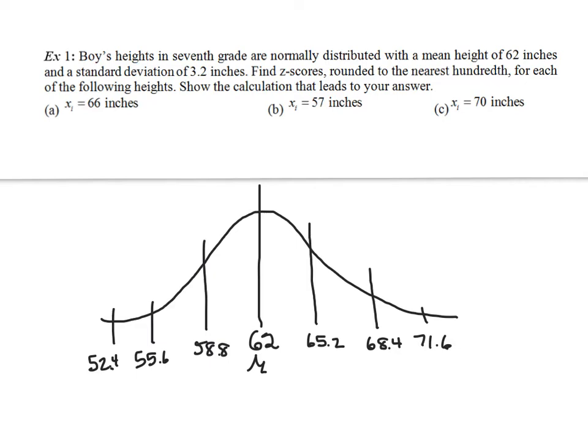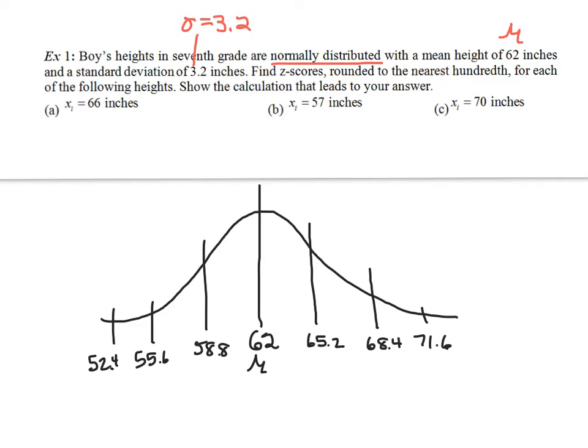So let's take a look at example number 1. It says that boys' heights in 7th grade are normally distributed. Again, it's really important that we see those words, normal distribution, with a mean height of 62 inches. So that's going to be our mu value to calculate the z-score. And a standard deviation of 3.2. So that 3.2 is going to be the standard deviation for this problem. We want to find the z-scores rounded to the nearest hundredth for each of the following heights. And of course we'll show our calculation that gives us that answer.